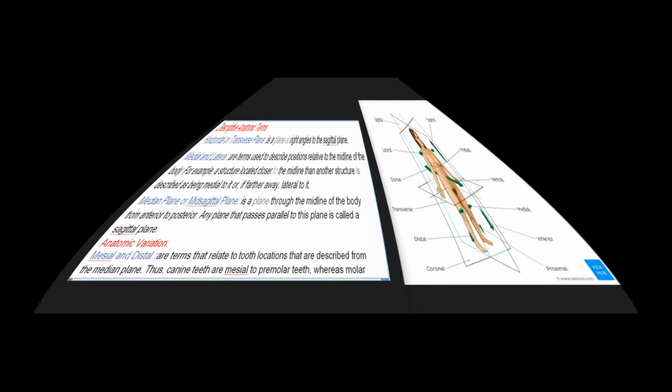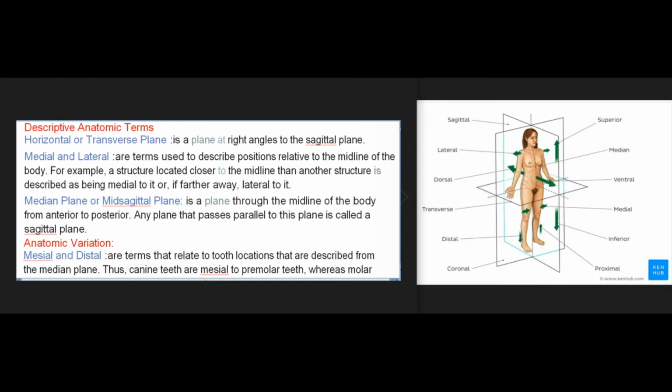Descriptive anatomic terms. Horizontal or transverse plane is a plane at right angles to the sagittal plane. Medial and lateral are terms used to describe positions relative to the midline of the body. For example, a structure located closer to the midline than another structure is described as being medial to it, or, if farther away, lateral to it.